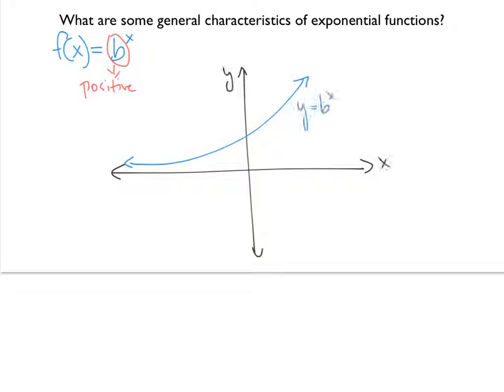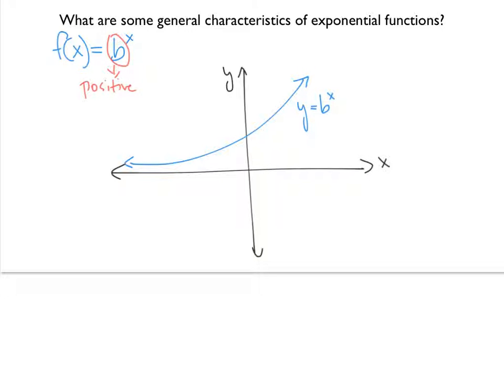So let's look at some general characteristics of exponential functions. The parent function for exponential functions is f of x is equal to b to the power of x, where b is a positive constant. And let's look at the graph of this. If you remember, if b is a higher integer, it's going to be more steep, and if it's lower, it's just going to be more flattened out.